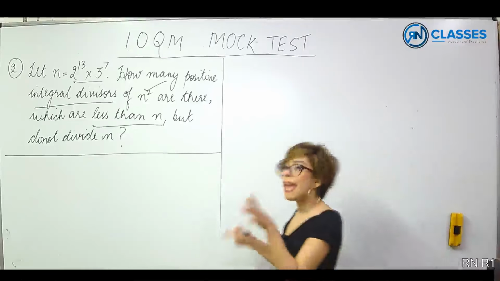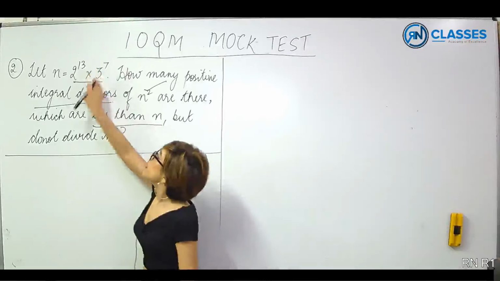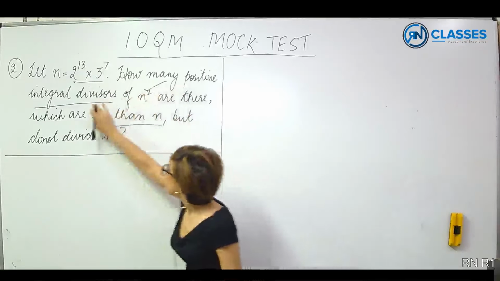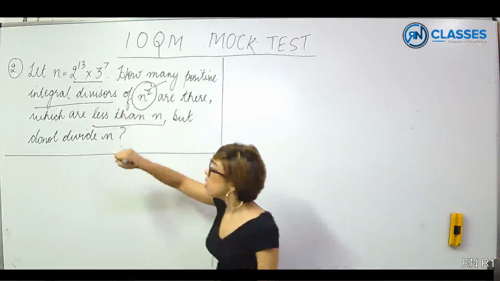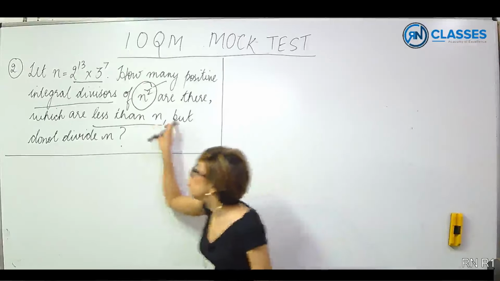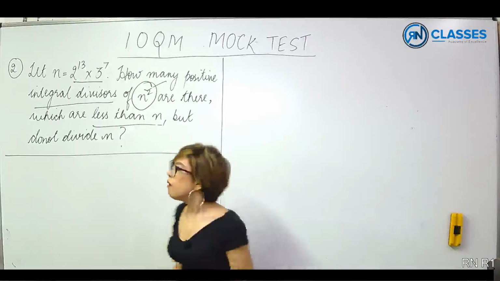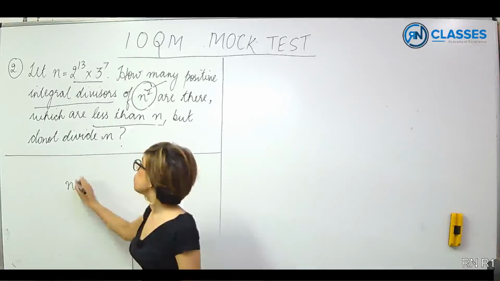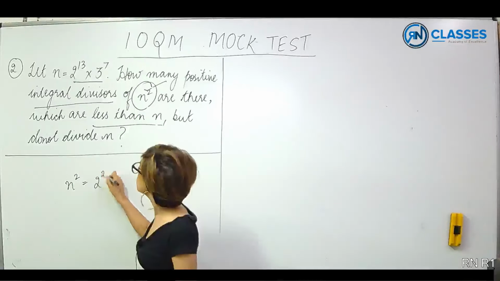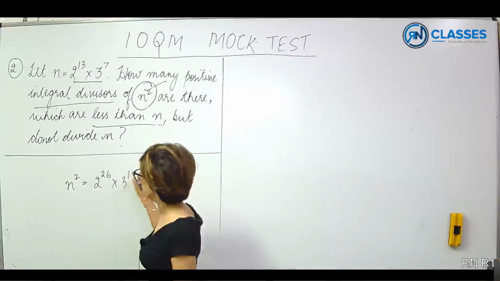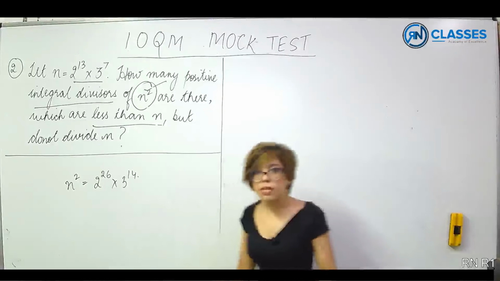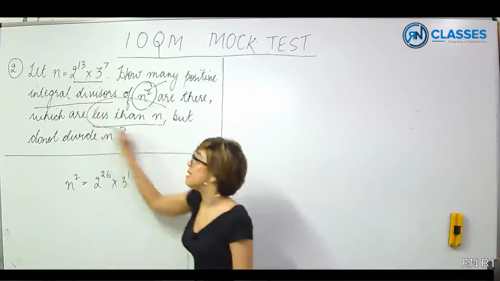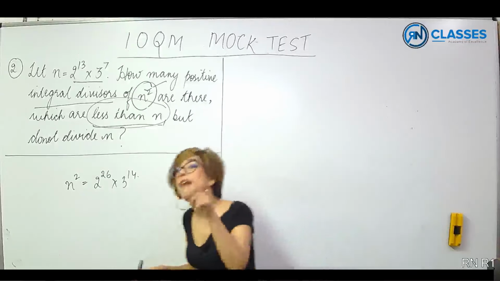Now he says let n be 2 raised to 13 into 3 raised to 7. You need to find how many integral divisors of n square are there which are less than n but do not divide n. First of all, he is talking about n square. Now, if n is this, my n square is nothing but 2 raised to 26 into 3 raised to 14. Now, he says you need to write only those divisors, first of all, which should be less than n, but it should not divide n.